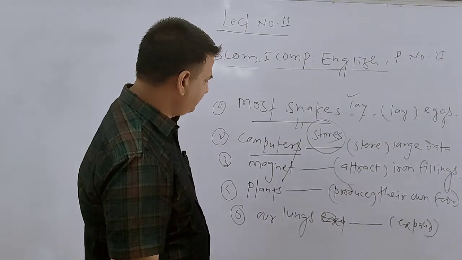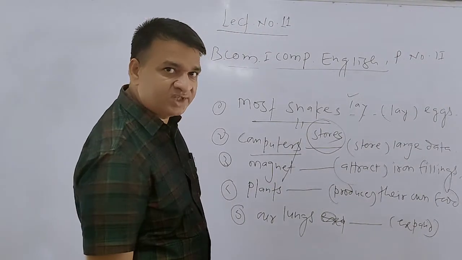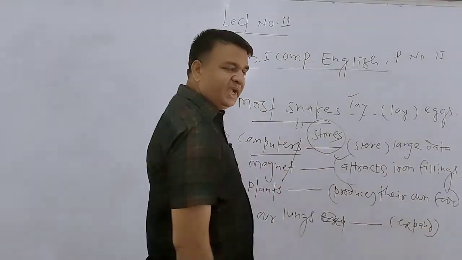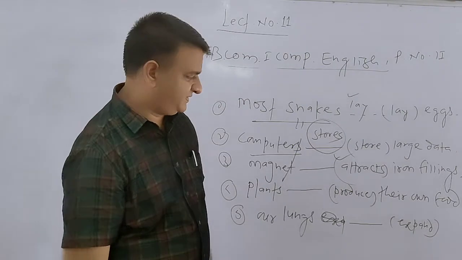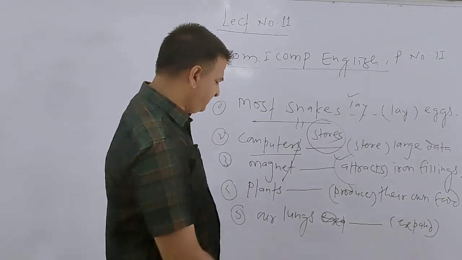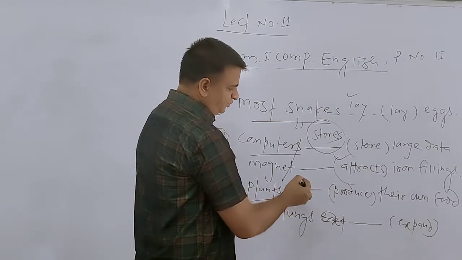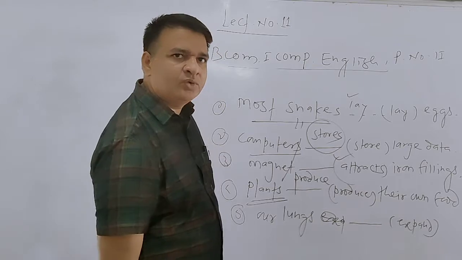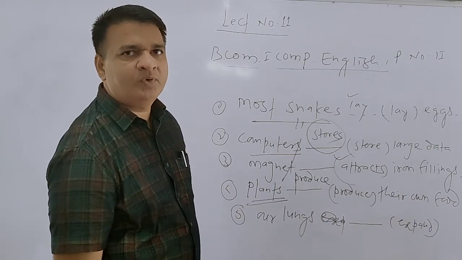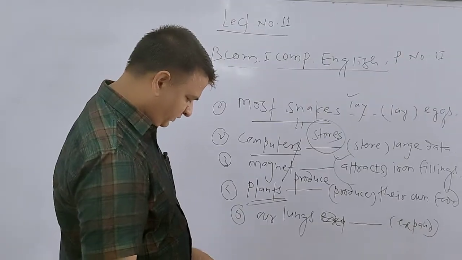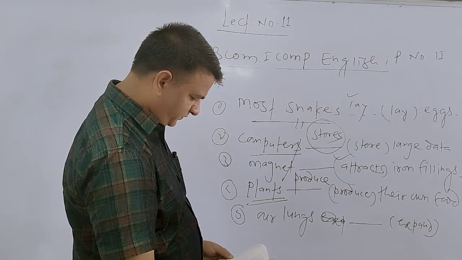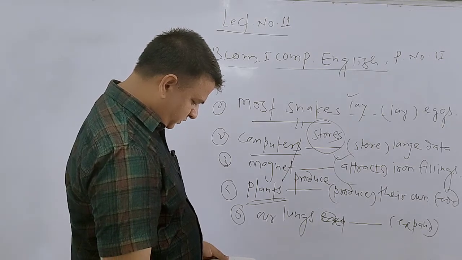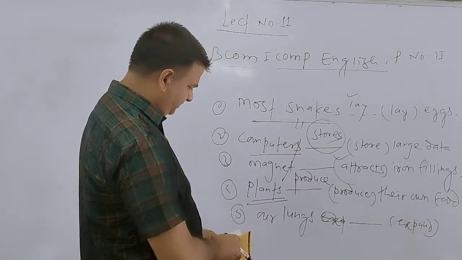Then we have magnet. Magnet is singular, third person singular noun, so we use es to the verb. Magnet attracts iron filings. Then we have plants. This is again third person plural, so we use the basic form of the verb. Plants produce their own food by the way of photosynthesis. By the process of, we can simply say, through the process of photosynthesis.